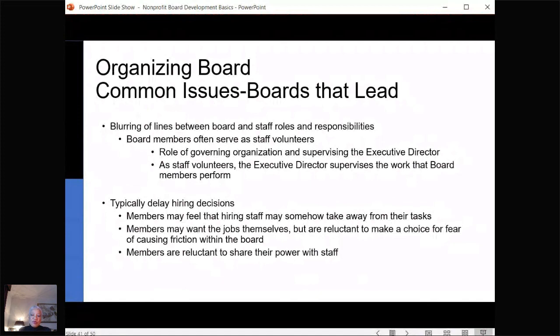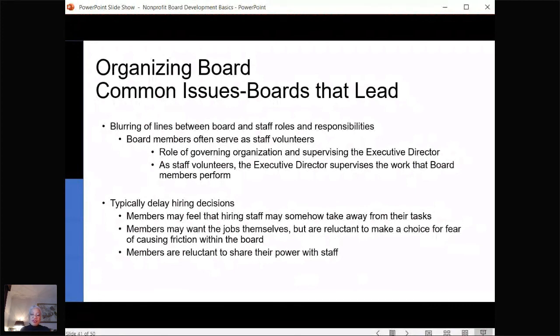So again, when you have boards that lead and you bring on staff, they often don't want to relinquish their responsibilities. They might even delay hiring decisions because they might feel that if you hire somebody, that takes away from what they're doing. And in the ideal situation, you want to take away from the work that they're doing, right? Because they're there to govern.